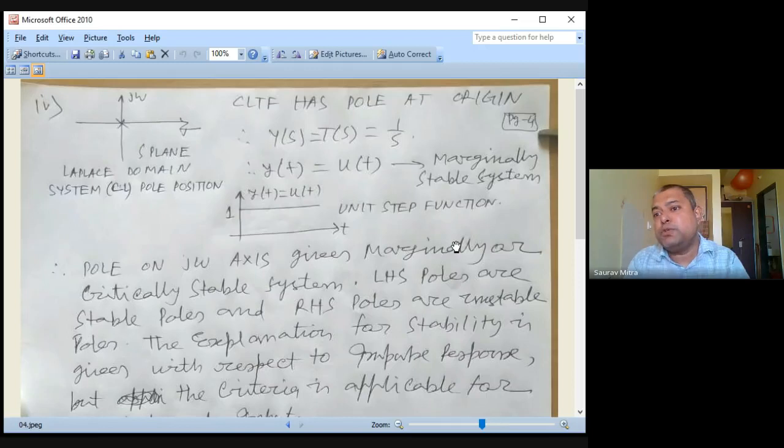Stability is inversely proportional to energy. Gain is directly proportional to energy, and gain is inversely proportional to stability. So these are the three things I told you long back, and I'll stick to it. Now the last topic, a half a page pending.